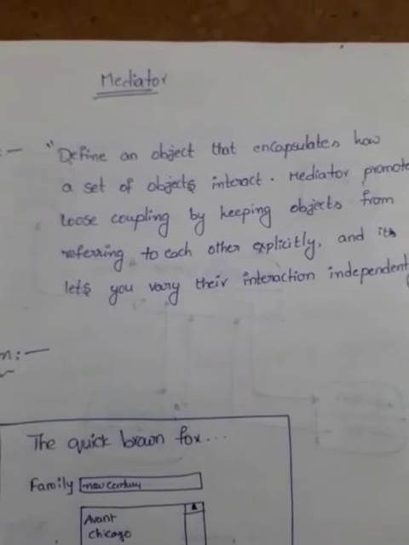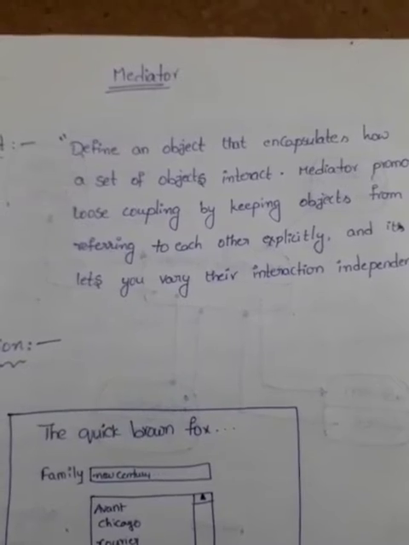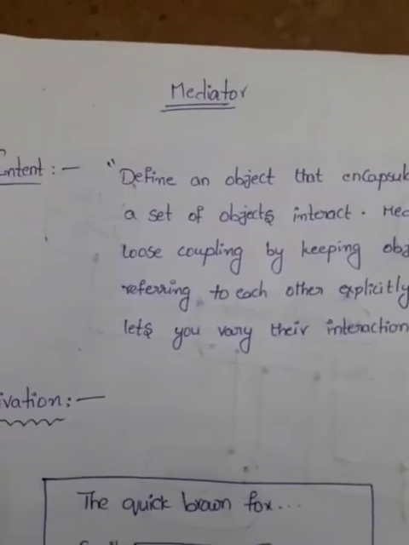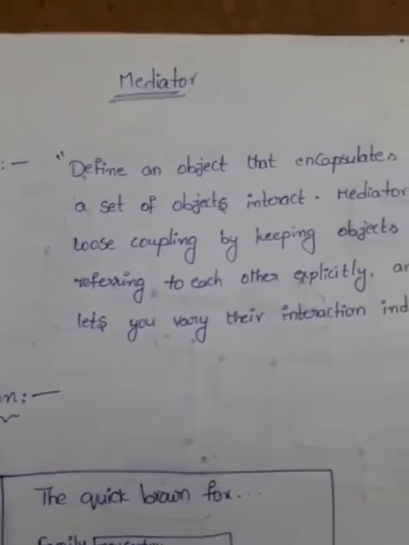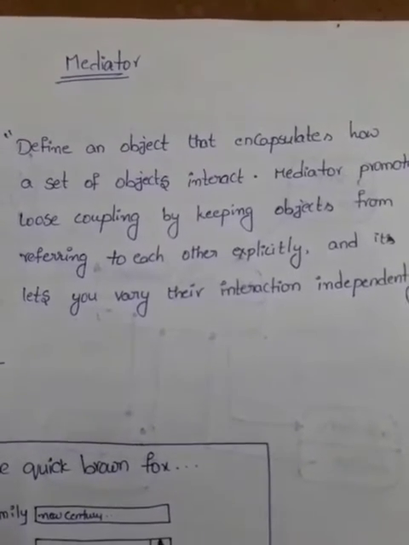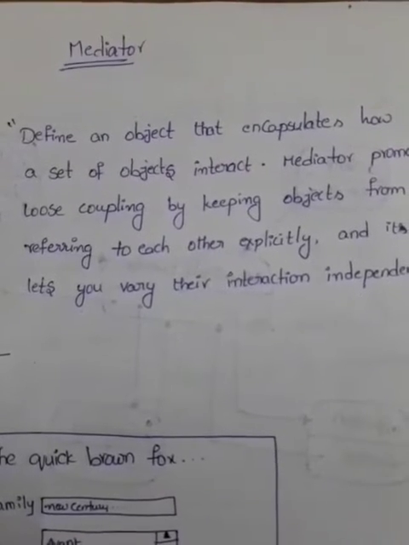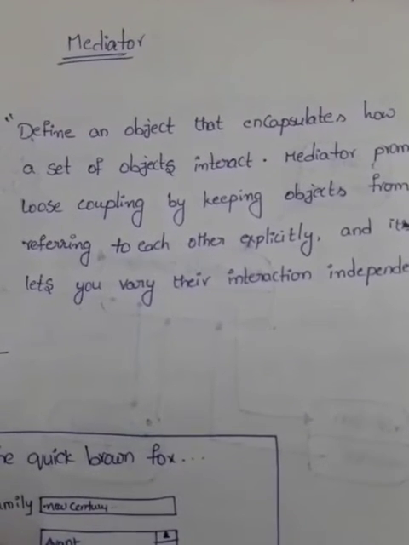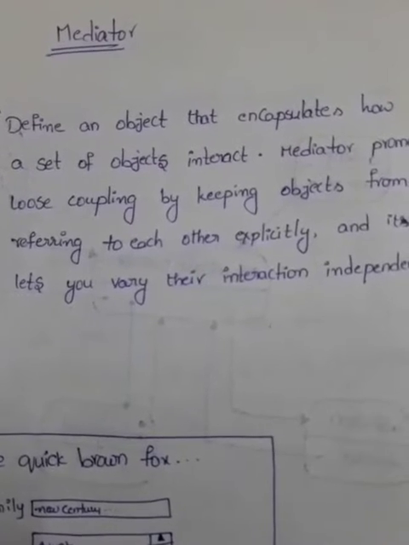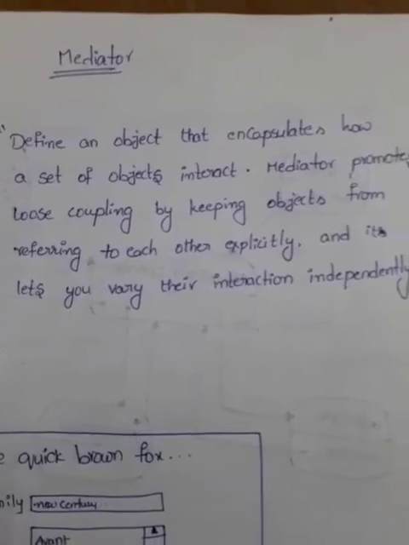Based on the above explanation and example, let's see the intent of the mediator. The intent of the mediator is to define an object that encapsulates how a set of objects interact. Mediator promotes loose coupling by keeping objects from referring to each other explicitly, and it lets you vary their interaction independently.